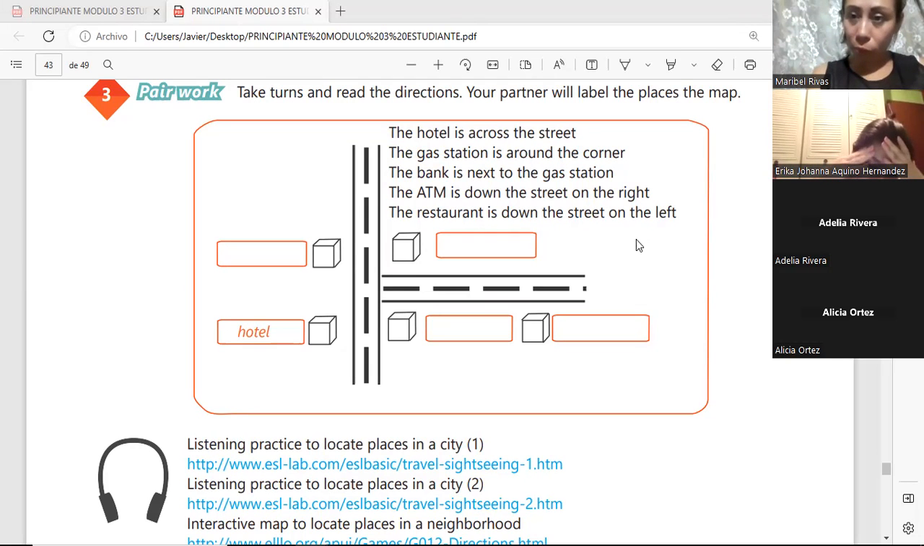Okay, 5 minutes I will give you. Label the places, right? Label quiere decir etiquetar. Etiquétenme los cinco lugares. Bueno, el hotel ya está aquí, el hotel.